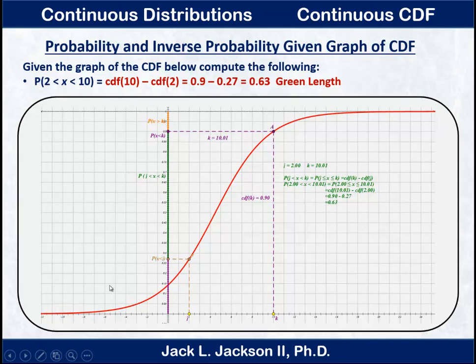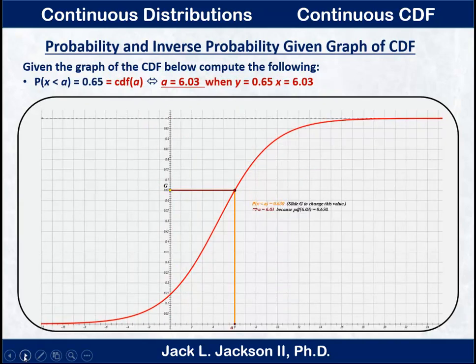So notice we can see probabilities as vertical lengths on the graph. And so we've just seen how to do a less than probability, a greater than probability, or the probability x is between two numbers just by reading them straight off of the graph if we're given the graph of the CDF.